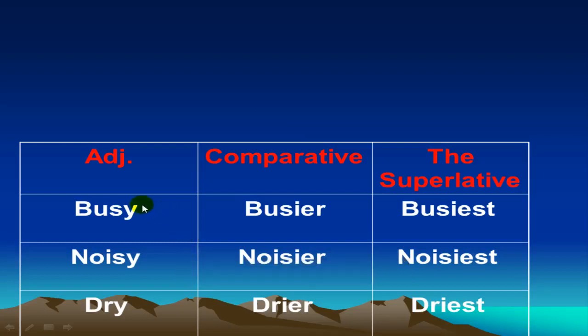If the adjective ends with Y, busy, noisy, dry, what do we do? Busy, busier, IER. We cross out Y and then we add ER, busier. Busier than, the busiest, IEST. Noisy, noisier, noisiest. Dry, drier than, the driest.